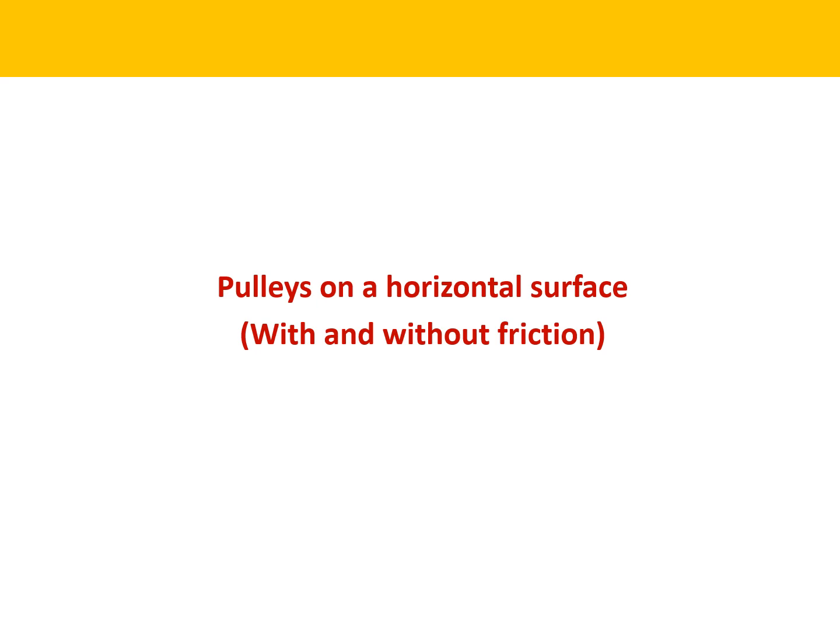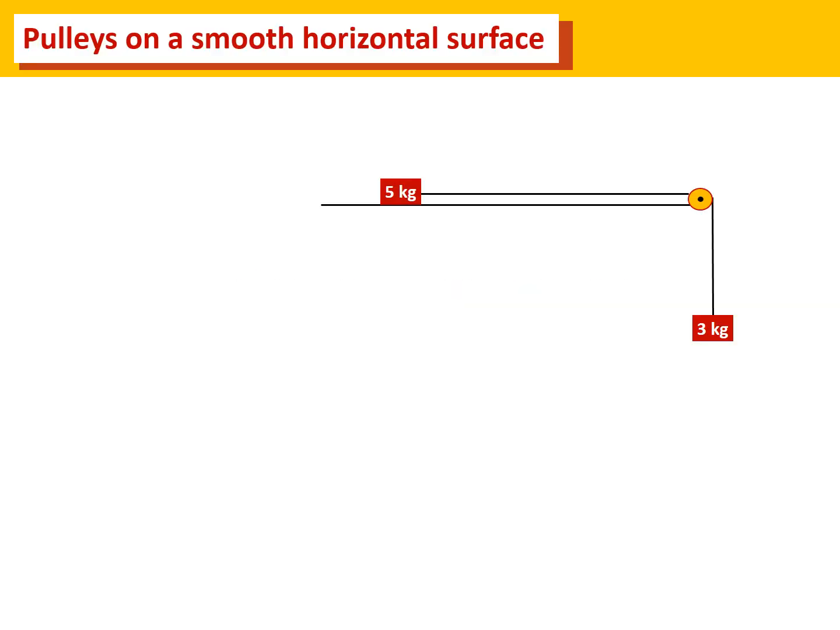Our second pulleys video is pulleys on a horizontal surface. We're going to start with a smooth horizontal plane, and then we're going to move on to a rough one where friction comes into play. So here's this situation, and you might think that the 3 kilogram mass being less than the 5 kilogram, there wouldn't be any motion taking place.